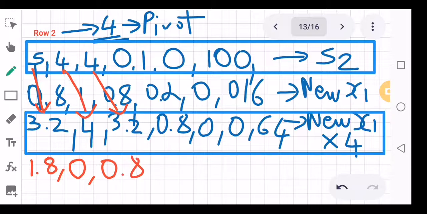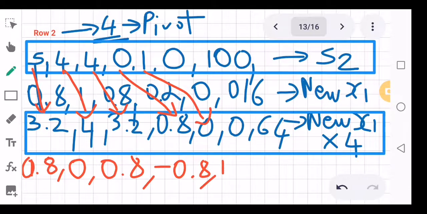So I wrote it as 0.8. Next, 0 and 0.8: 0 minus 0.8 is equal to minus 0.8. Next element here is 1 and over here it is 0. 1 minus 0 is equal to 1. Next element here is 0, over here it is 0. 0 minus 0 is nothing but 0. Next element is 100, here 64. 100 minus 64 is equal to 36.